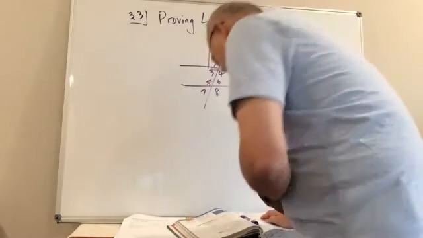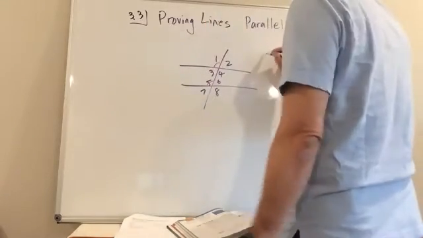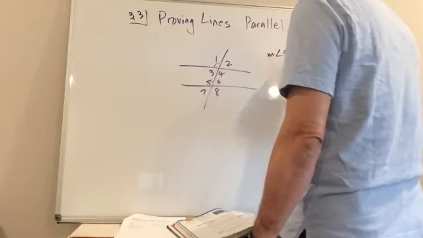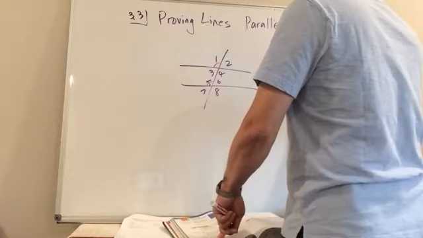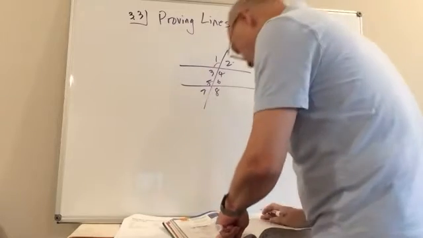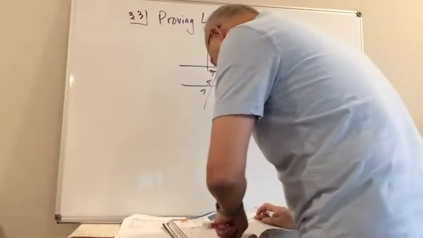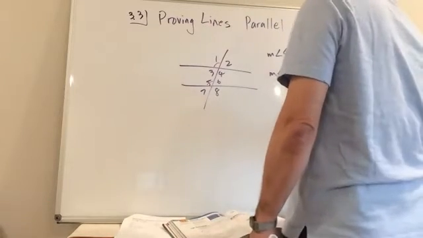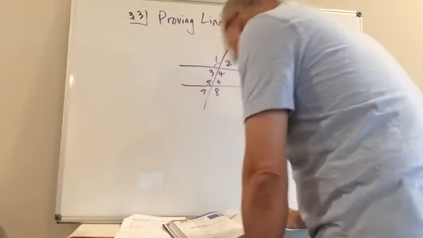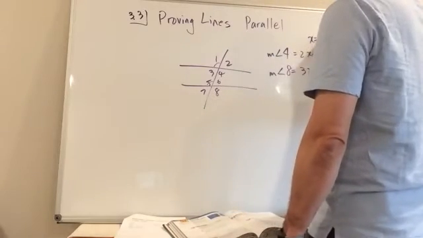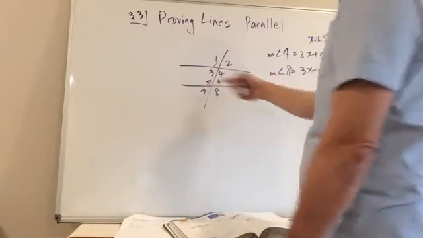Okay. In B, it says that the measure of angle 4 is equal to 2x plus 10, and angle 8 is equal to 3x minus 55. And they're giving us x as 65, okay? Now I have to prove that these two lines are parallel.